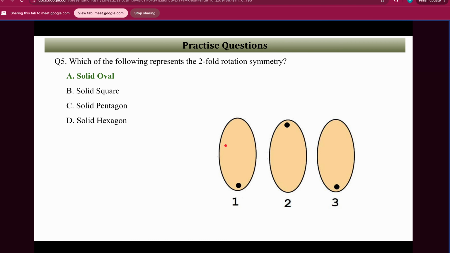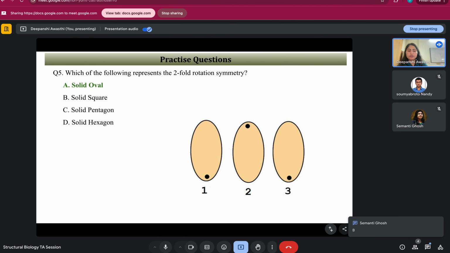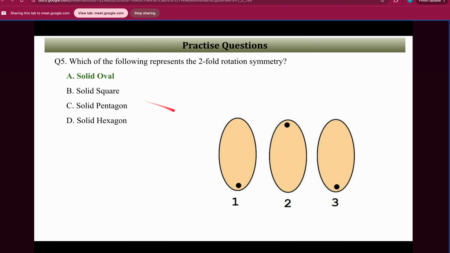Okay, so now let's see. The right answer is solid oval. It's not solid square, it's solid oval, because in a square we have four different sides where we can have other points. So by 180 degrees we won't be able to complete it.